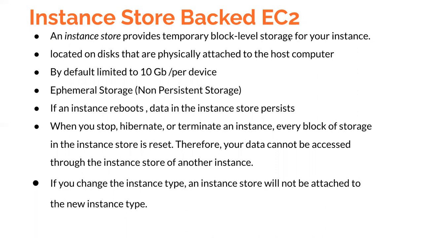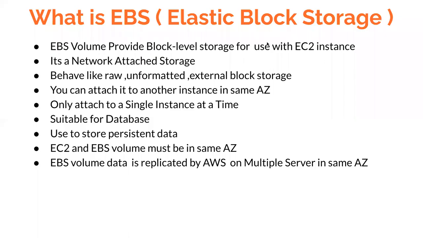So let's see what is EBS. It's the default storage option for EC2 machines. EBS volume provides block level storage for use with EC2 instances. It's a network attached storage device and behaves like a raw unformatted external block storage.